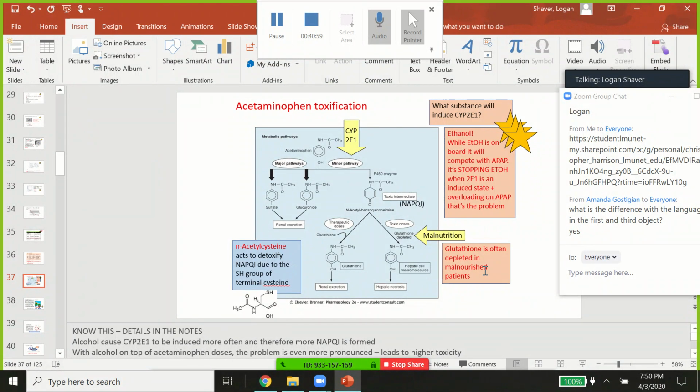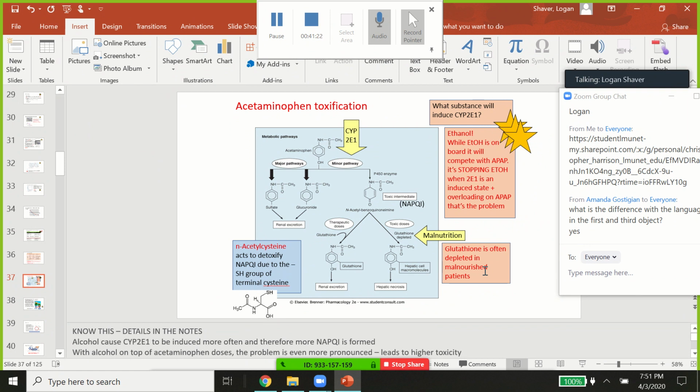Okay, so basically the worst case scenario with this is somebody that's been taking acetaminophen that is malnourished, and then they had some alcohol with it. So that's the worst of the worst situation. So make sure you know and understand all of that because I think there was a question on it.